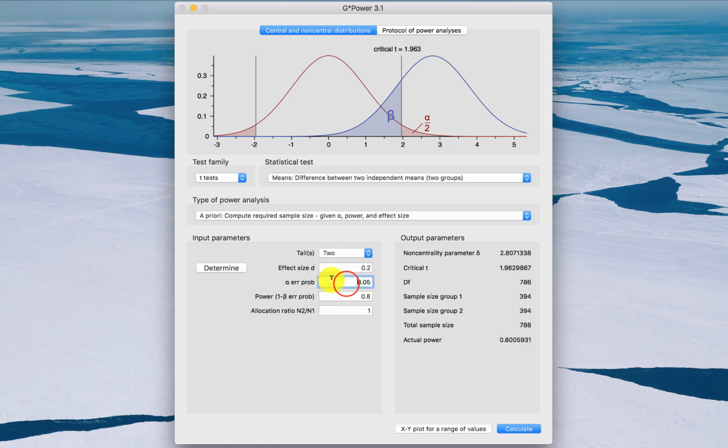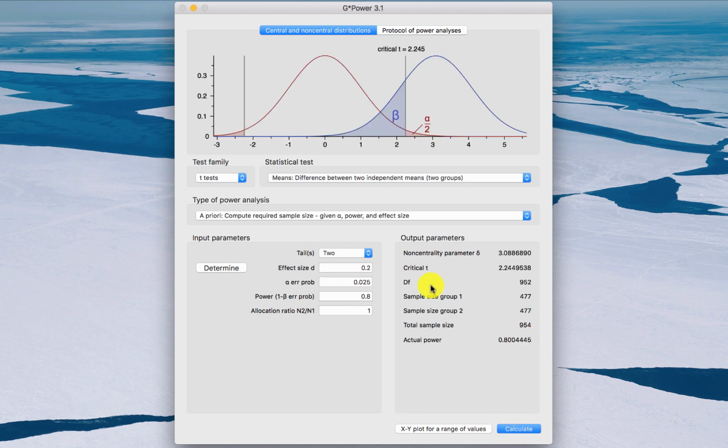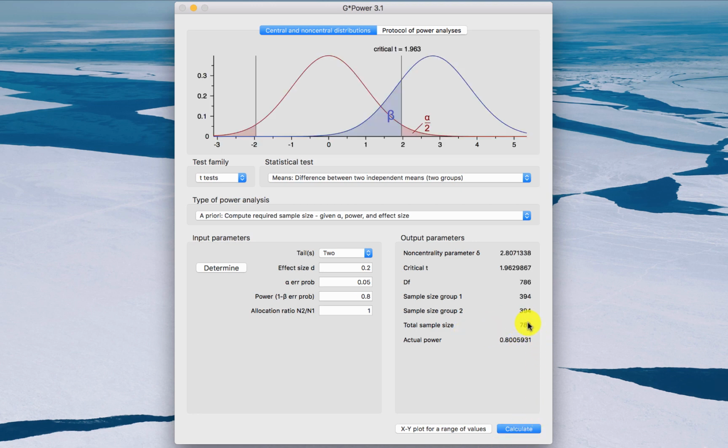Next thing to look at is the error probability. You can't really go above 0.05, because that's just going to break all accepted conventions with stats. But if you put in a lower alpha, to be very strict, you'll see that the sample size is affected. So we've gone up to 954 people. Let's just return that to how it was before. And you got 788 people. So you can see that decreasing this number increased your sample size.